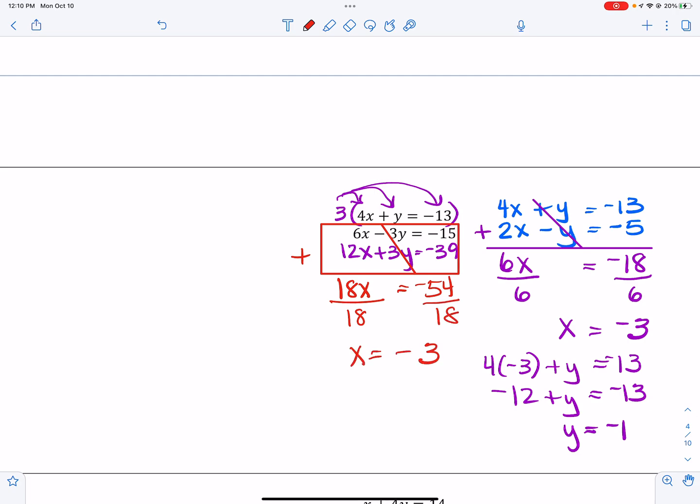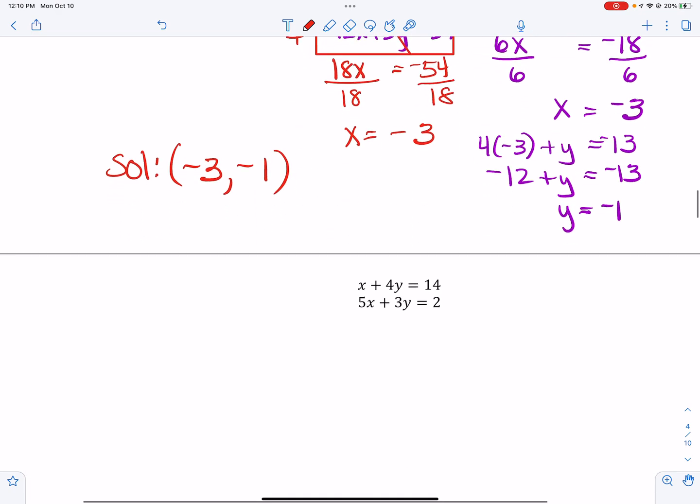So you can do that problem either way, whatever is easiest, and then you're still going to substitute the x in, and you're still going to get the negative y. So your solution is going to be negative 3 and negative 1, okay?